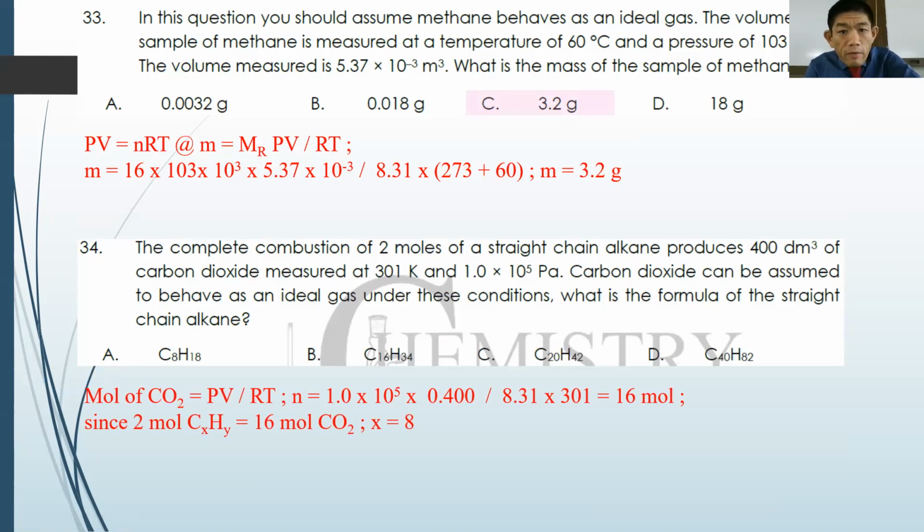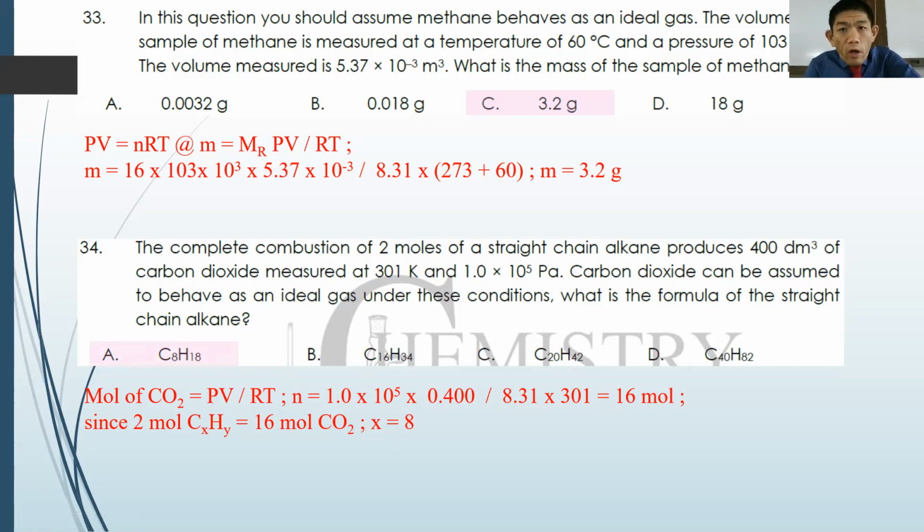As for 34, complete combustion of 2 mole of straight chain alkane produces 400 decimeter cube of carbon dioxide measured at 301 Kelvin and 1 times 10 power of 5 Pascal. Carbon dioxide can be assumed to behave as an ideal gas under this condition. What is the formula of the straight chain alkane in here? So you use PV equals to nRT to calculate the mole of carbon dioxide. So n equals PV over RT. So n equals 1.0 times 10 power of 5 times 0.04 divided by 8.31 times 301, which is 16 mole. So since 2 mole of the hydrocarbon produces 16 mole of carbon dioxide, therefore x is 8. So therefore the best answer in here is A.